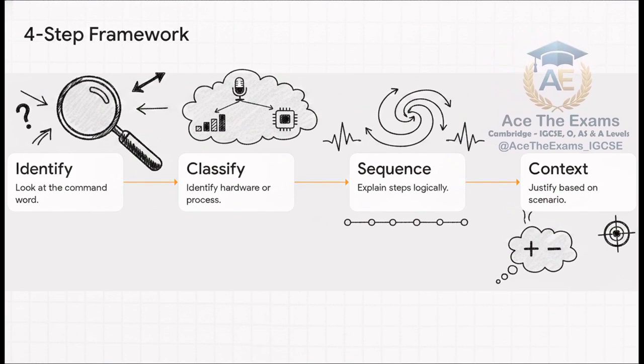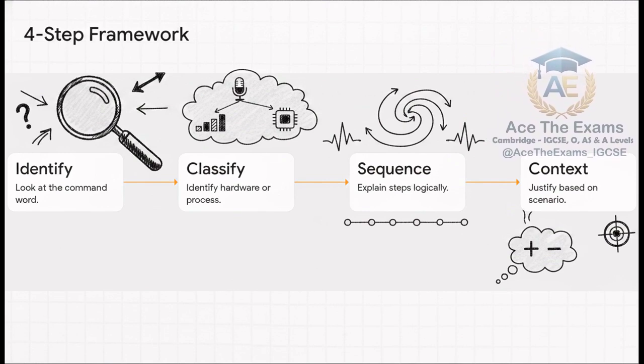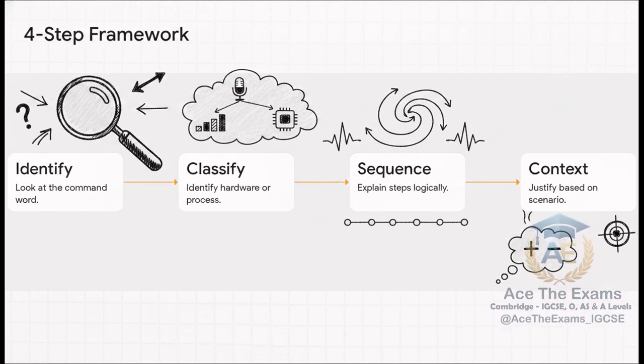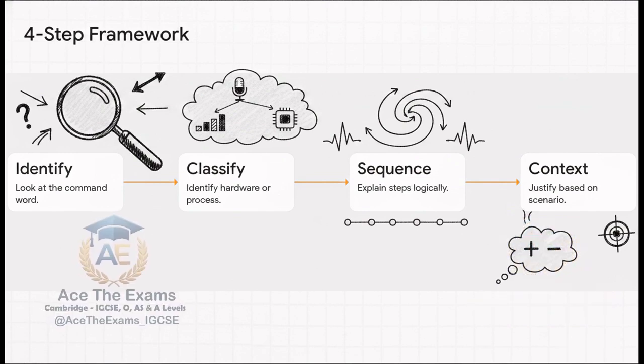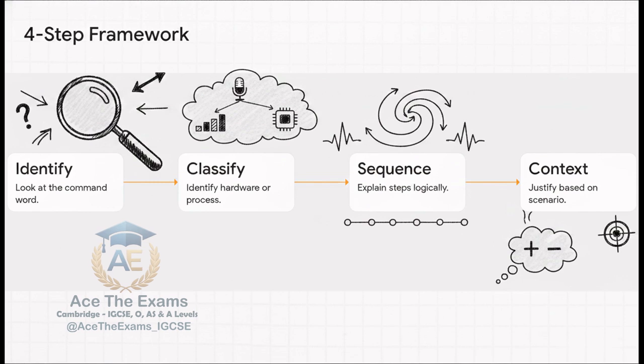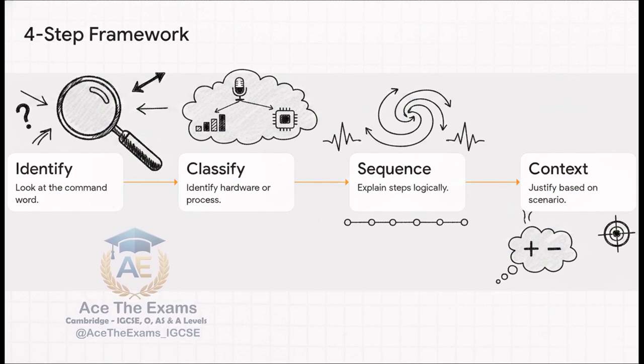Step 3. Explain the sequence step by step. Clarity of sequence is a game changer. Do not jump backwards and forwards. The mechanism always comes first. Step 4. Connect to context. Check if the answer needs an advantage, a disadvantage, or a specific design choice justified based entirely on the scenario.